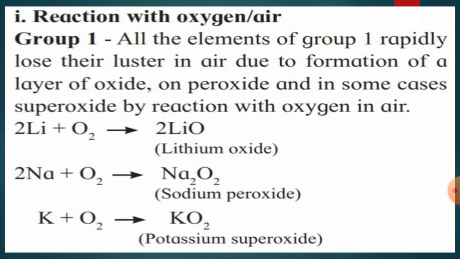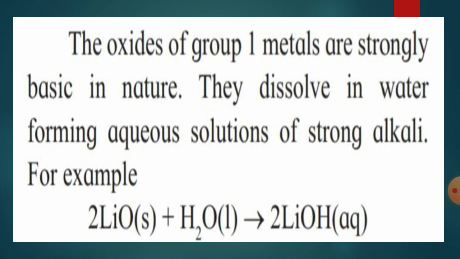Lithium reacted with oxygen gets converted into lithium oxide. Sodium, Na, when it reacts with oxygen, gets converted into sodium peroxide. And potassium, when it reacts with oxygen, gets converted into potassium superoxide. Now here, the oxides of group 1 metals are strongly basic in nature. What do you mean by basic in nature? When these compounds, oxide compounds, which oxide compound?